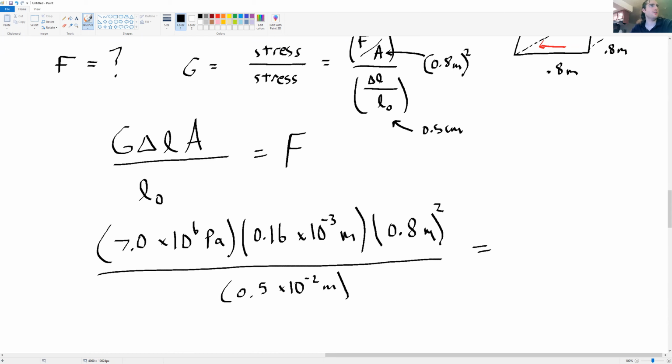When we crunch all these numbers here, I'll just plug it into Wolfram Alpha. So 7 times 10 to the 6 times 0.16 times 10 to the negative 3 times 0.8 squared divided by, and whenever I push the division sign, I always open up a new set of parentheses just to make sure I don't mess up my order of magnitude. And then what I end up with here, let me just double check I got parentheses in all the right spots.